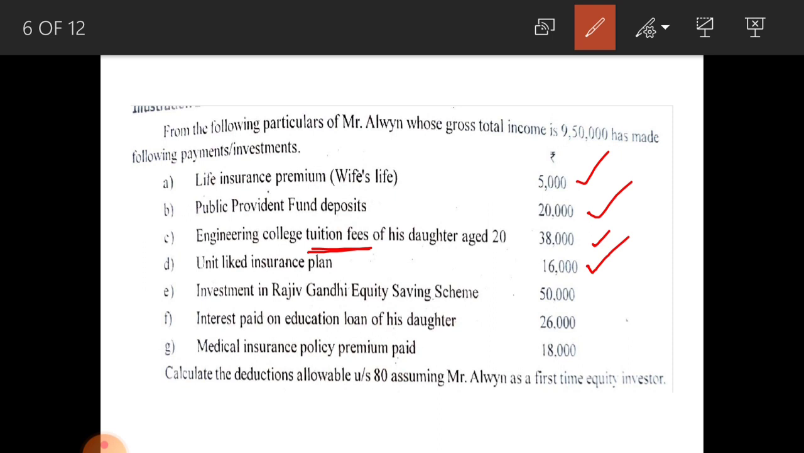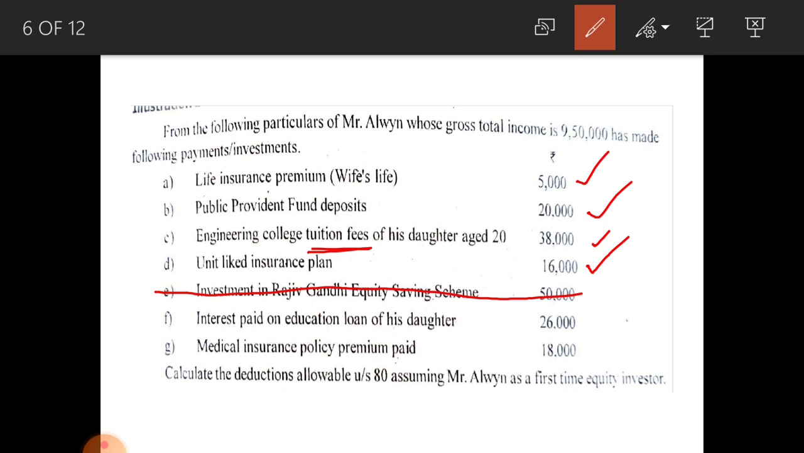Next one, investment in Rajiv Gandhi equity savings scheme. This one is under section 80CCG, which is not eligible from this assessment year onwards. That means from this assessment year onwards there is no section 80CCG. So investment in a Rajiv Gandhi equity savings scheme will not be asked in the exam. So ignore that point.